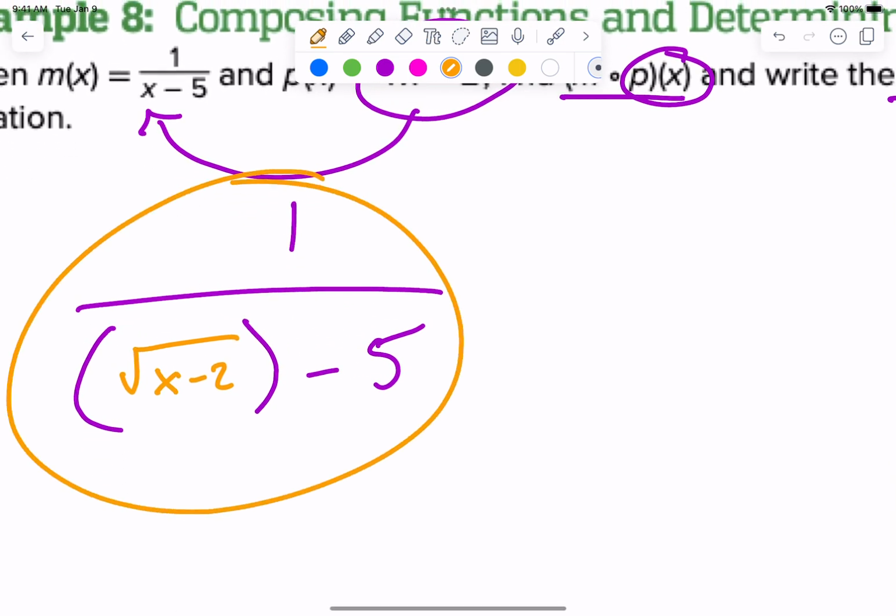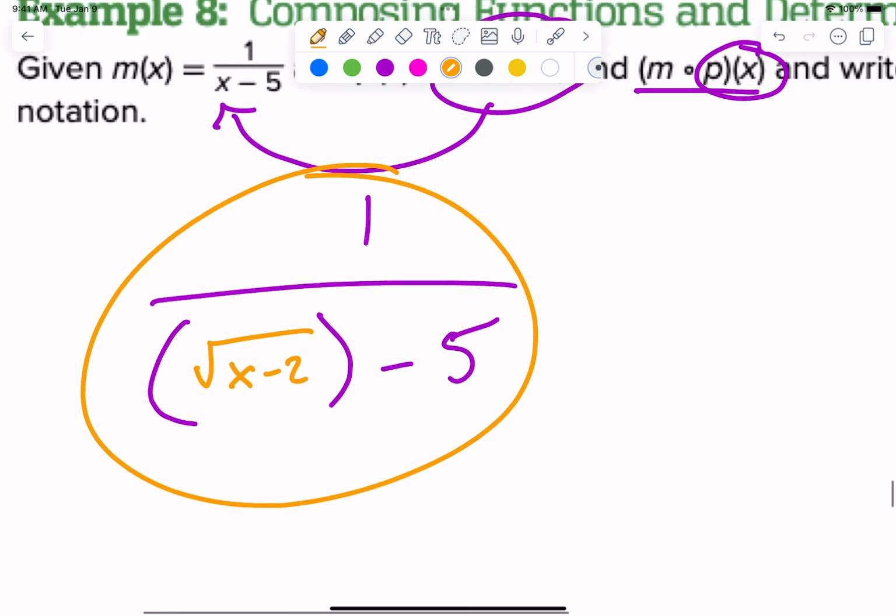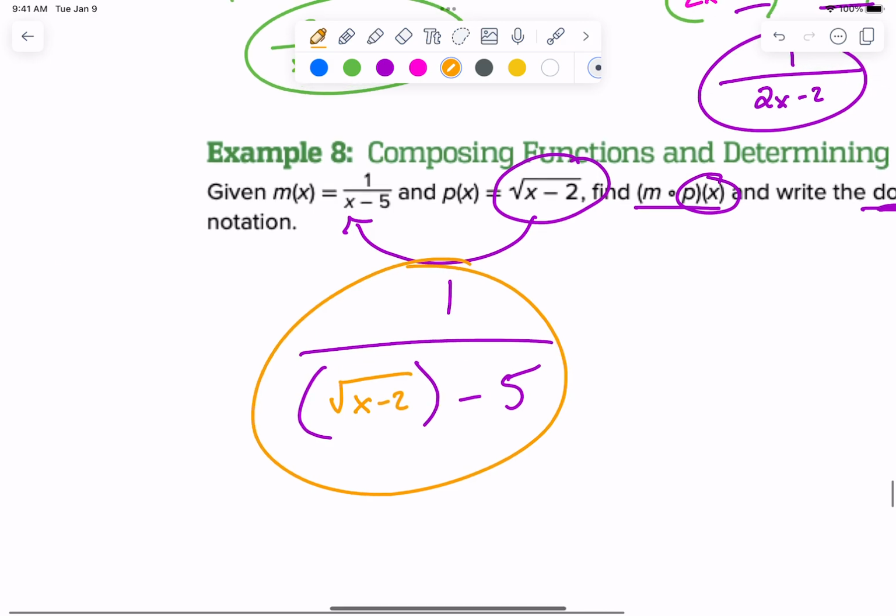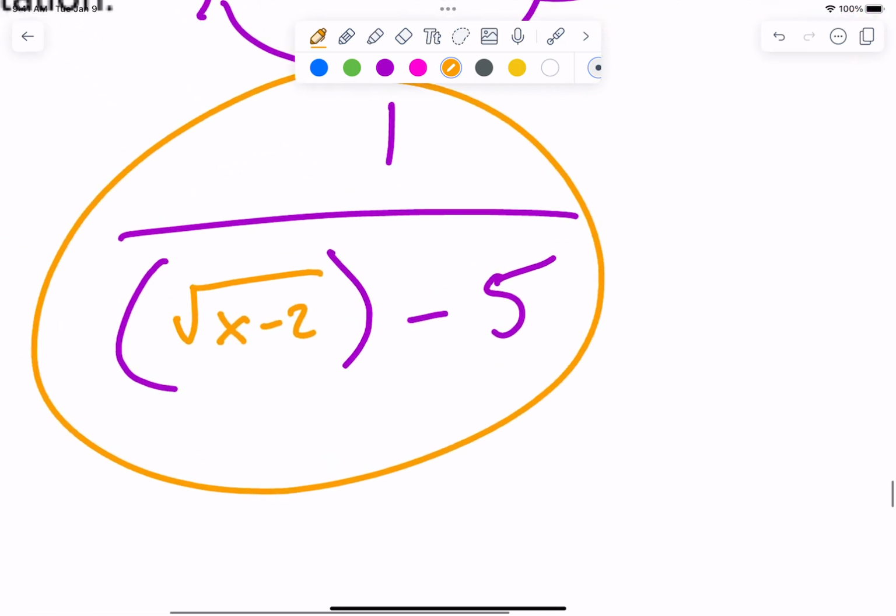It's done. Now we have to find the domain of that thing. What do we have to worry about with domain? Division by 0, or a negative inside of a square root. Which one do we have going on? We have both of them.